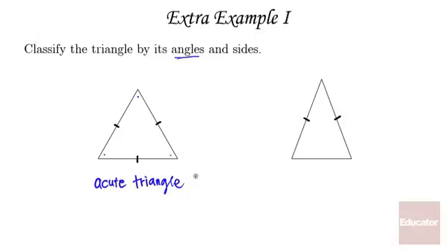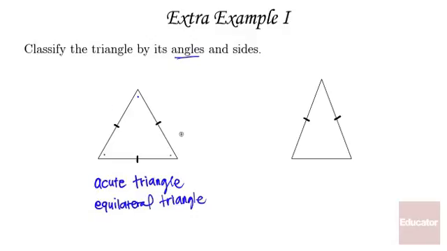Acute triangle. And then by its sides, okay, look at the sides. Well, this one is congruent to this one, and it's congruent to that. So all 3 sides are the same. That is an equilateral triangle. Okay, this is by angles, and this is by sides.